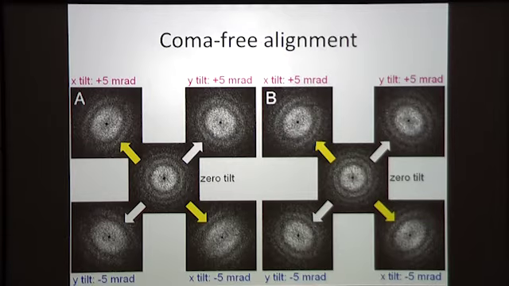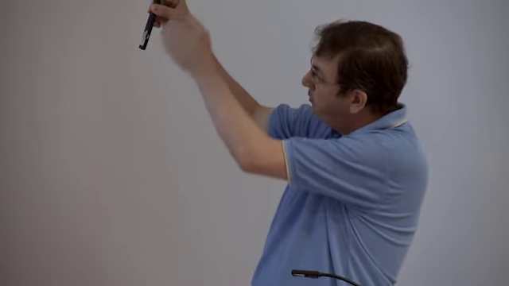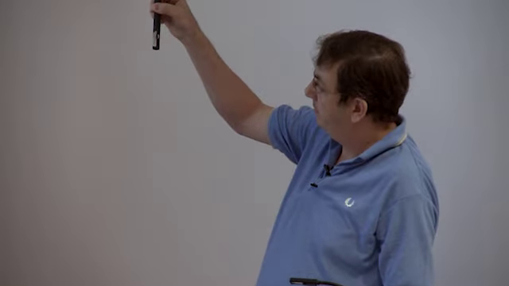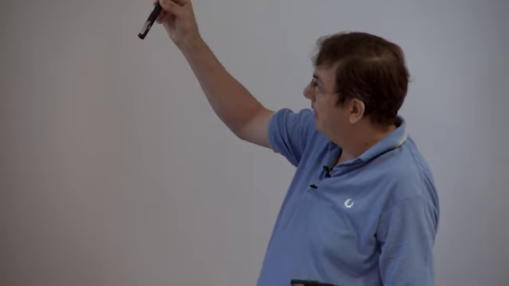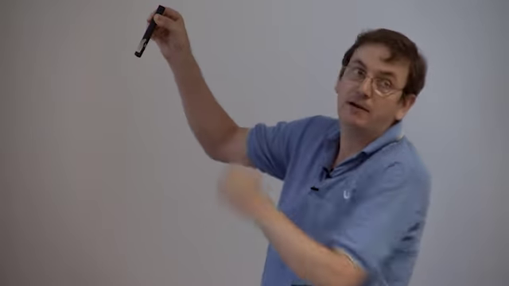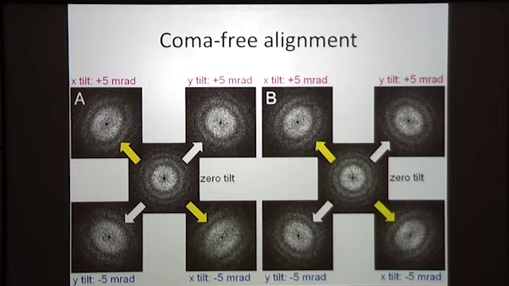So what we have here, panel A is if you have a beam tilt, and panel B is if you don't have beam tilt, if it's going down the optical axis. So imagine you have beam tilt. Then what the microscope does, from that original beam direction, it tilts a little bit plus and a little bit negative, and it keeps doing this. Now, if you're not going down the optical axis, those two images will have a different focus. And that's what you see here.